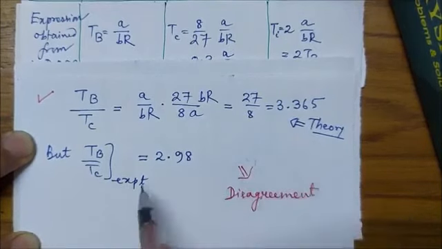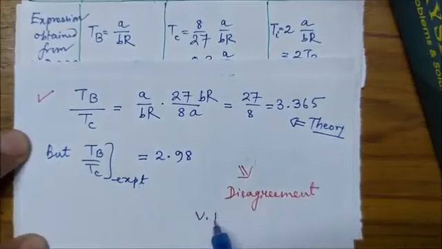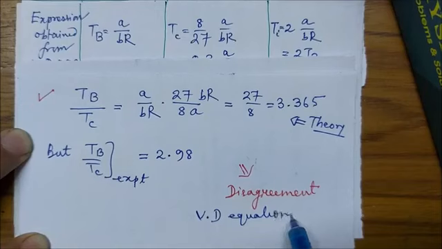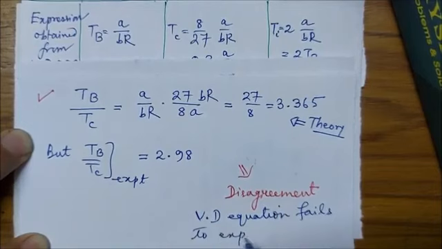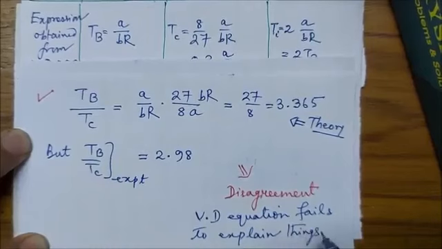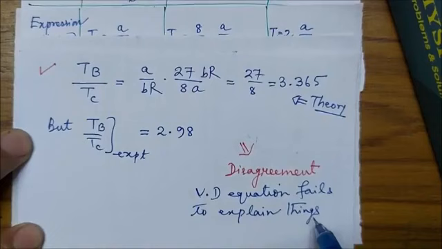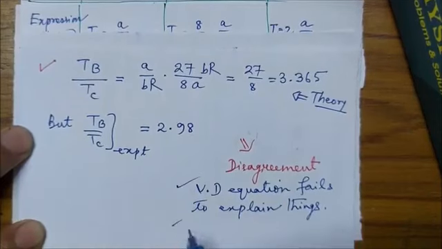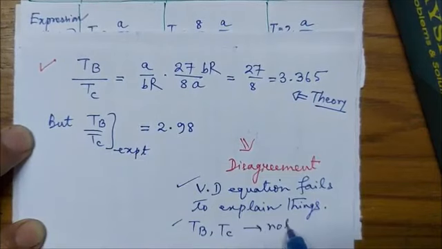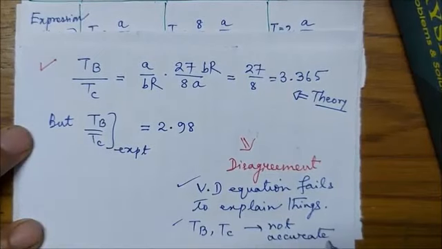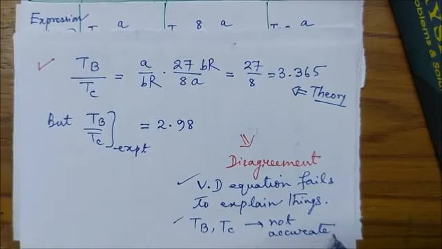between theory and experiment, and we conclude that Van der Waals equation fails to explain things perfectly. It definitely explains things, but not perfectly. And the theoretical values of TB, TC, etc. are not accurate. And this can also be checked or verified from the experimental values of these temperatures, as we mention now.